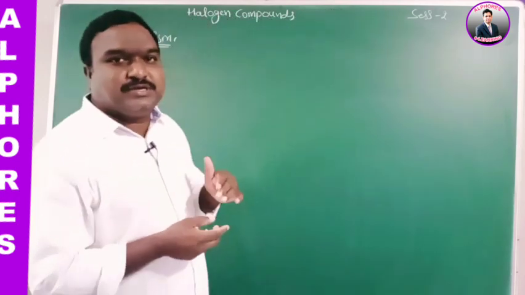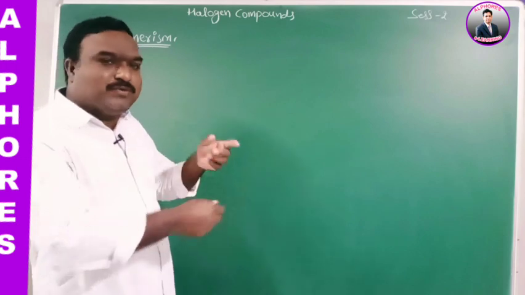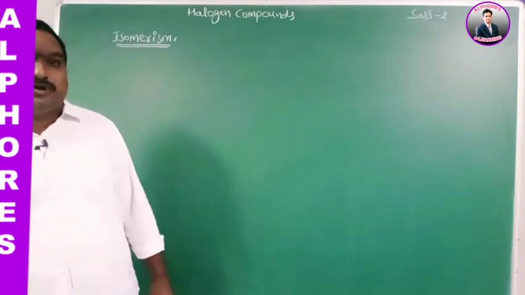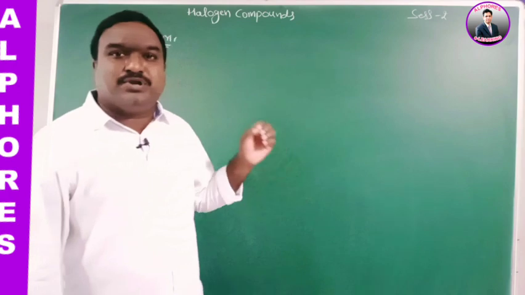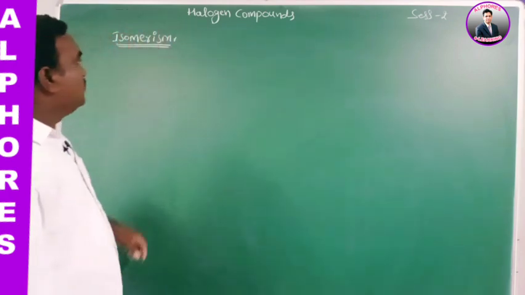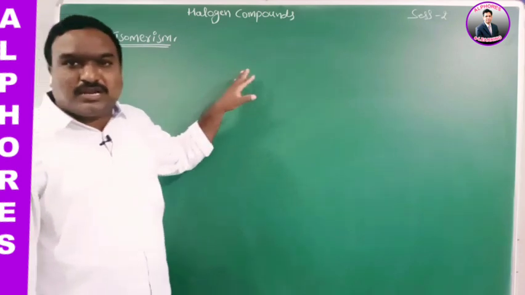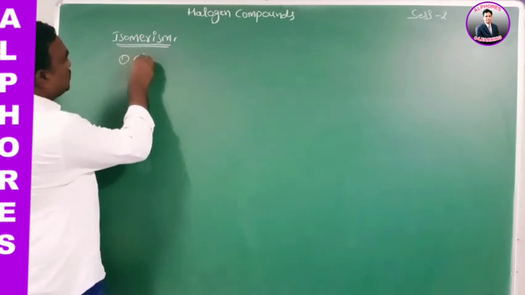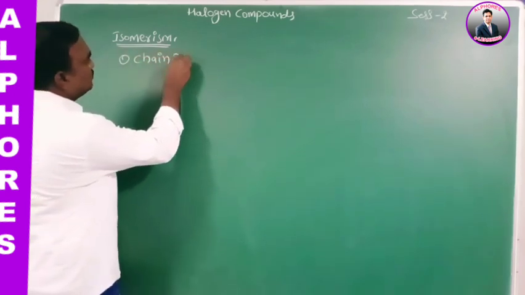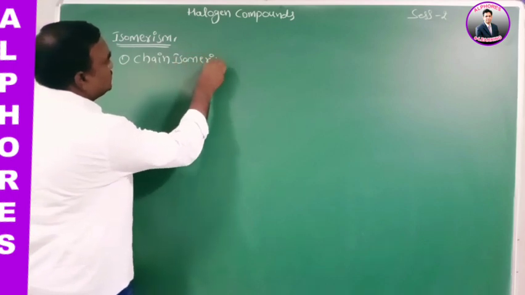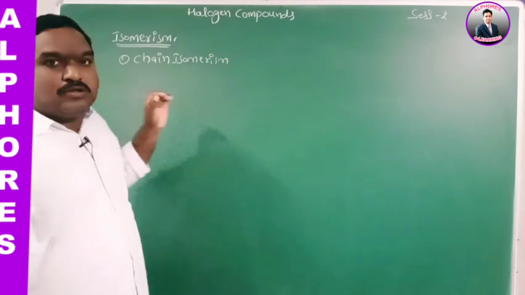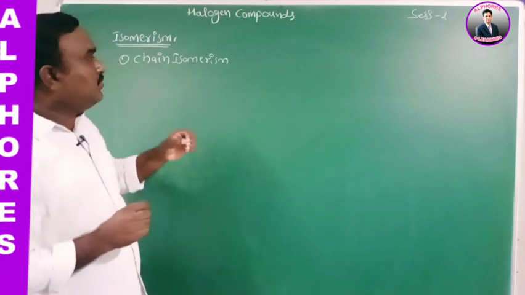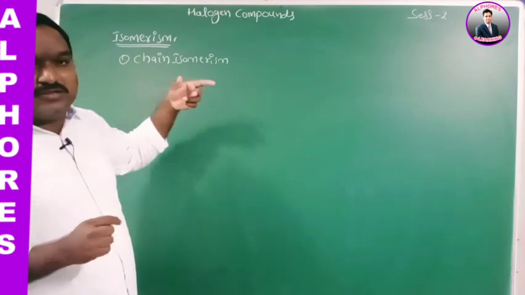Structural isomerism means we can explain it based on the structure, the atom to atom connectivity. The stereoisomerism concept is totally different compared to structural isomerism. So we will go for structural isomerism right now. First one is chain isomerism. Chain isomerism means alkyl halogen compounds having the same chemical formula but different structures are called isomers.